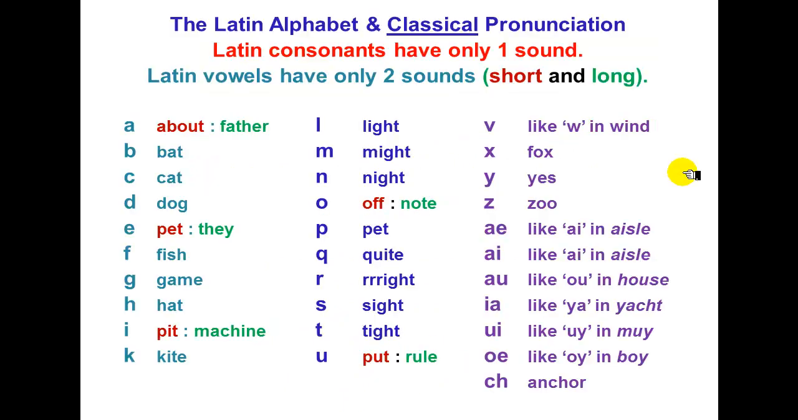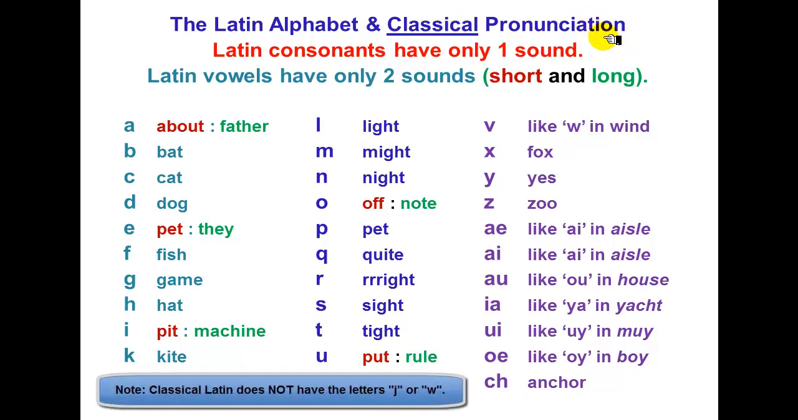All right, one last thing. Let's talk about the Latin alphabet and classical pronunciation. The Latin language is pretty easy to pronounce because Latin consonants only have one sound. The B always sounds like the B in bat, the C always sounds like the C in cat, the D always sounds like the D in dog, the F always sounds like the F in fish, and so on.